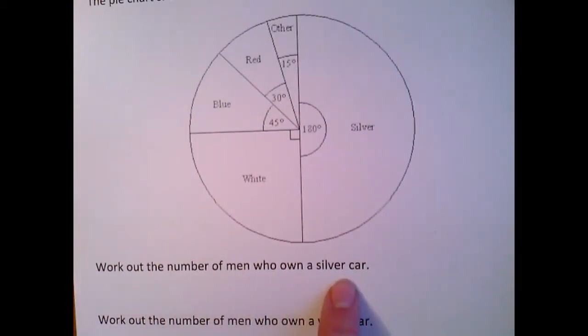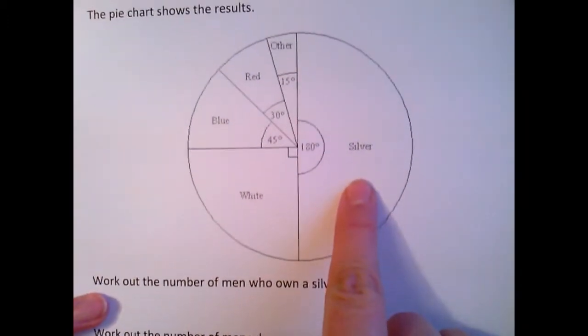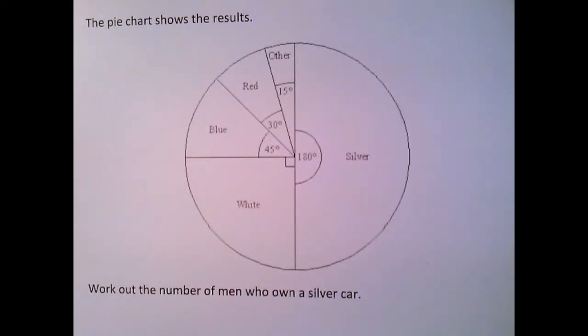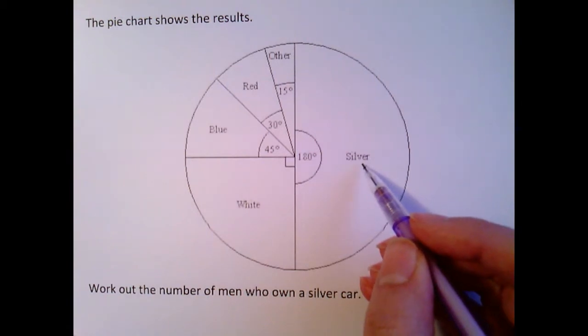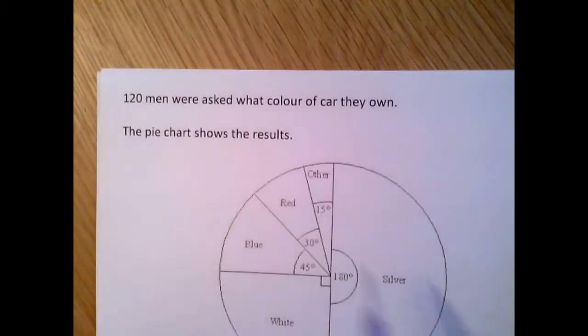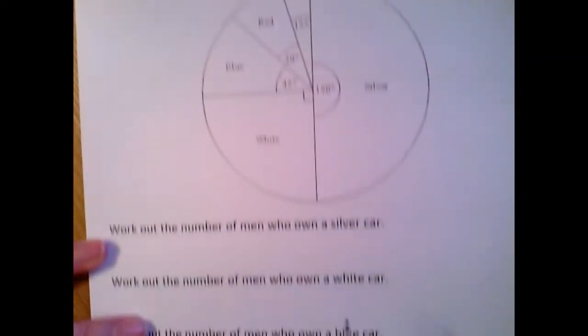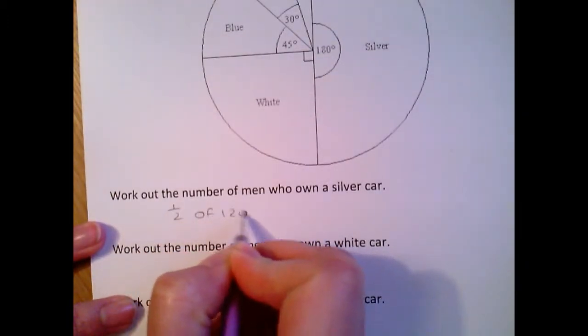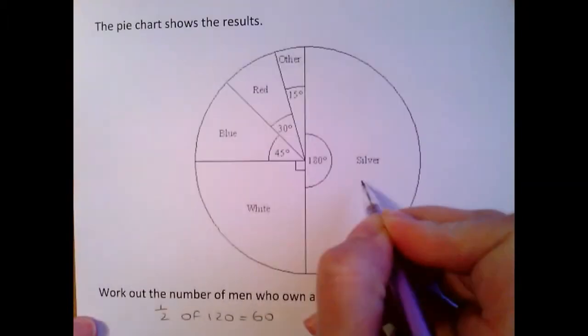So the number of men who own silver, if you go to silver, it's 180 degrees, and 180 out of 360 is a half. So because silver is a half, that would be half of the people, and this question is out of 120. So the number of people, it would be half of 120, so that would be 60 people for silver then.